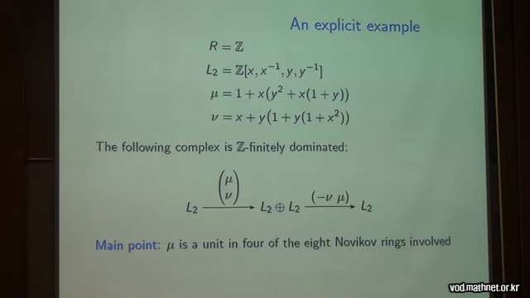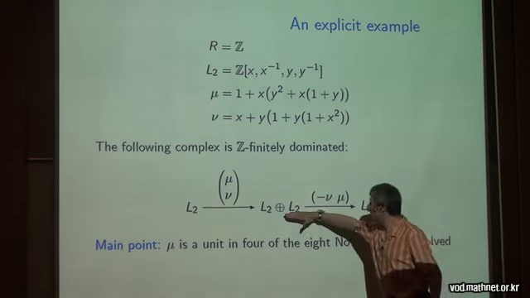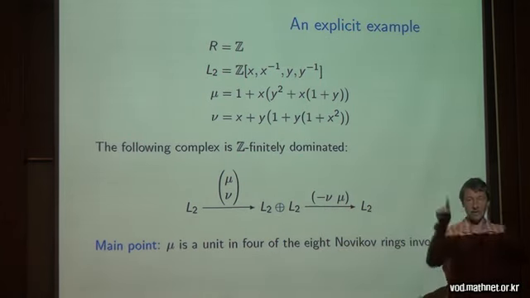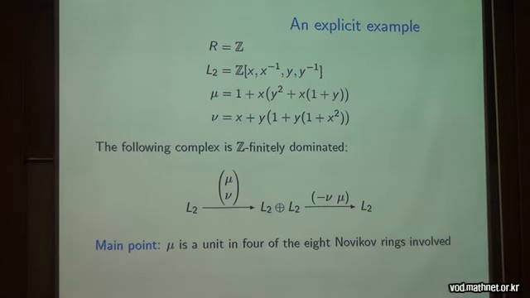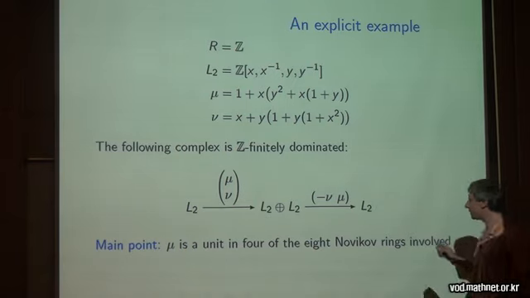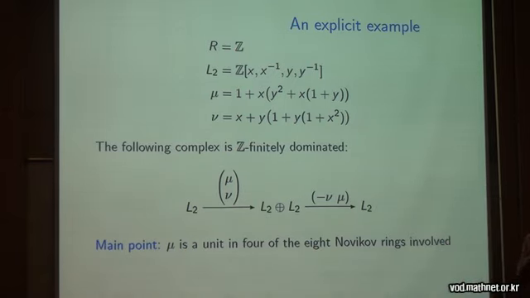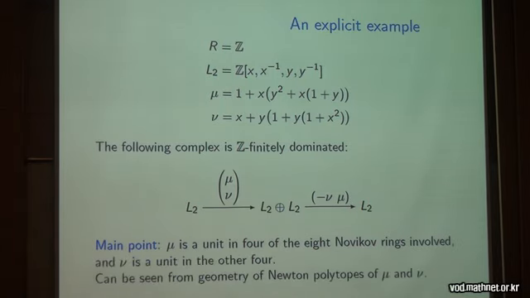The reason why this is relatively easy to check with our theorem is that this complex actually is the totalization of a double complex, which is just a square. And these mu and nu respectively become units, each of them in 4 of the Novikov rings that are involved, but in 4 different ones. 4 here, 4 there. Together you cover all the 8 cases. So the theorem gives you finite domination of this quite easily. That, of course, essentially means you can look at the Newton polytopes of mu and nu and get the results.